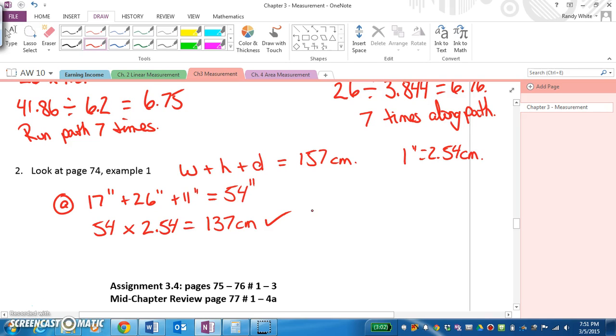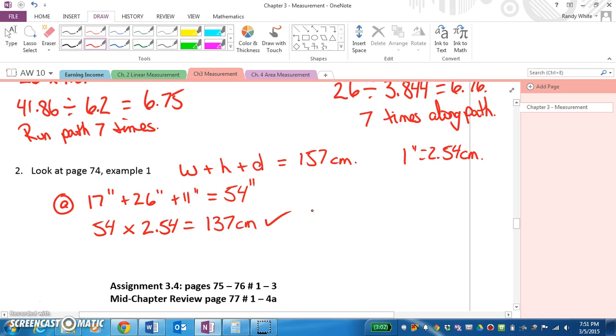Now I could convert the 17 inches to centimeters, then the 26 inches, then the 11 inches, and then add all those up. But then I'm doing three multiplication equations and then adding them all up together. They're all in the same units already. Add them all up, then do your conversions, and that'll help you out.